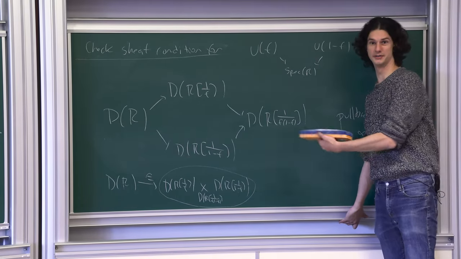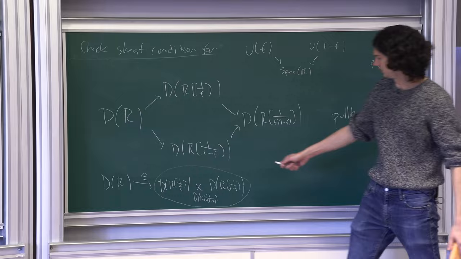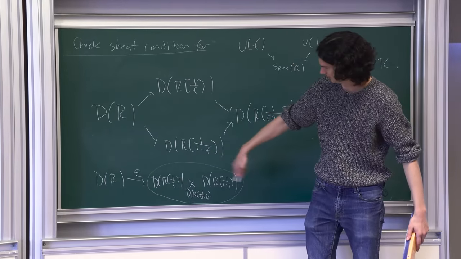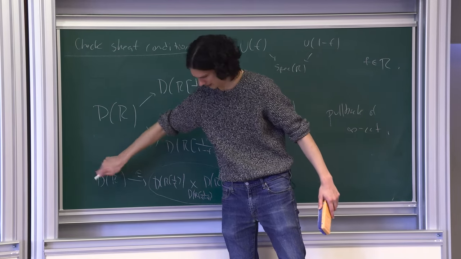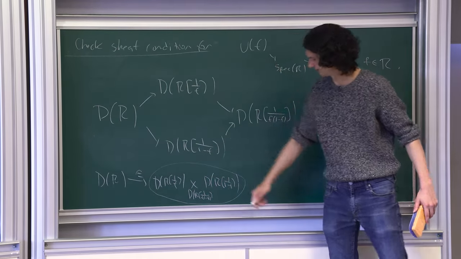So that's kind of how to think about this result. It lets you glue objects that are defined locally in a derived sense, but it also lets you do global Ext calculations by localizing.